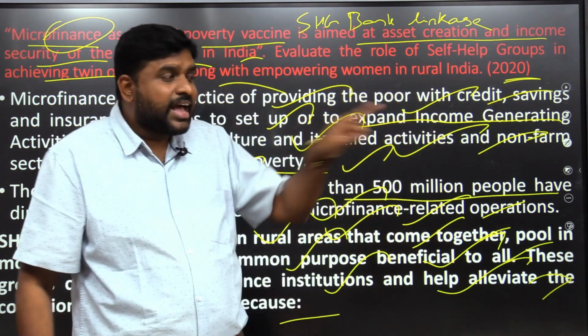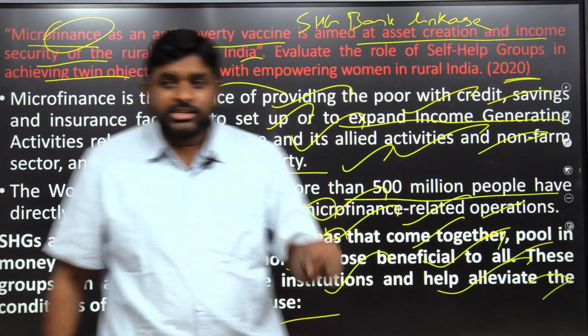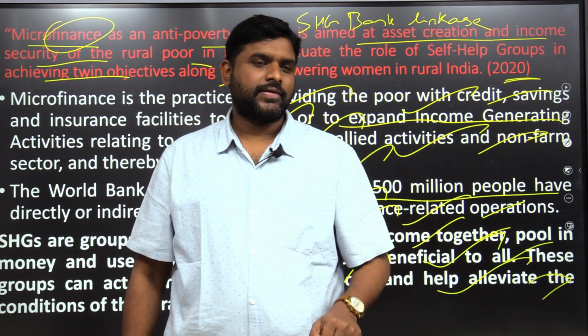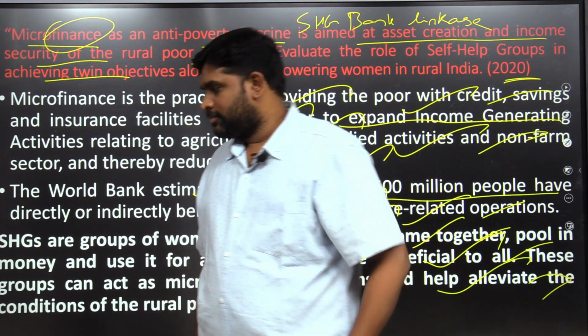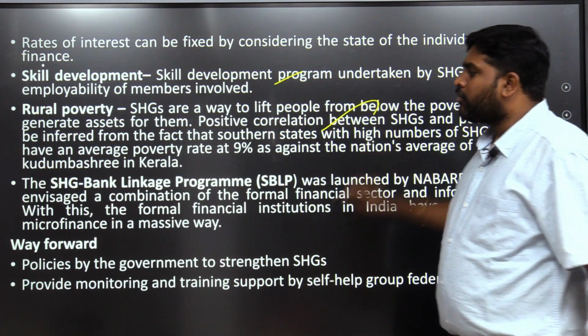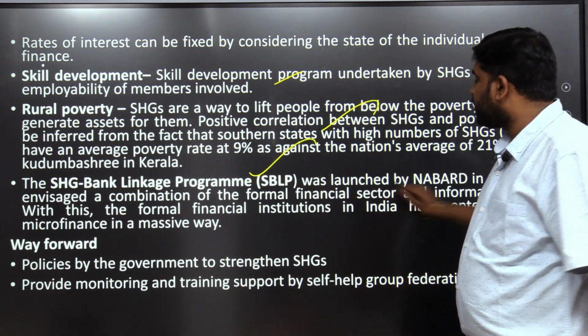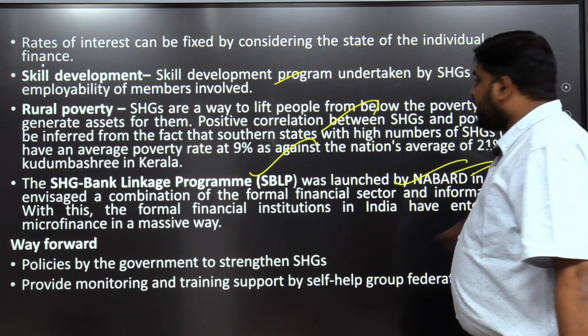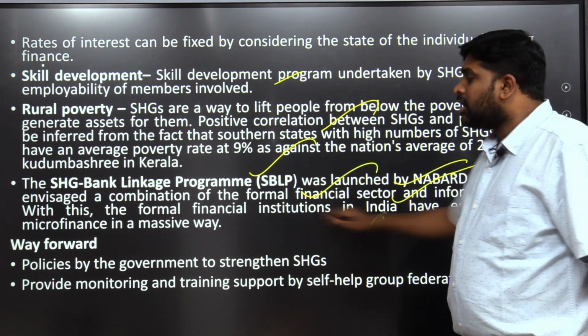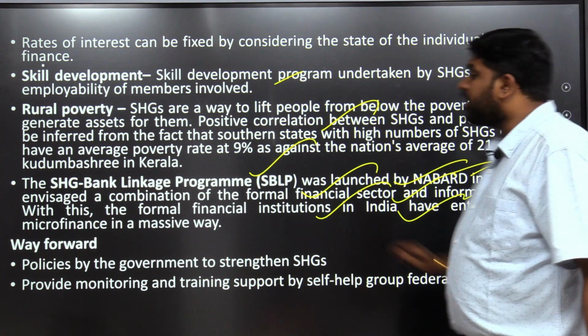Earlier, the question directly asked about MFI, but this question is about SHG itself being a microfinance. Like that we have to write the answer. Skill development, rural poverty, SHG bank linkage program by NABARD in 1992. It envisages a combination of the formal financial sector and the informal sector. The formal financial institutions in India have entered into microfinance in a massive way.